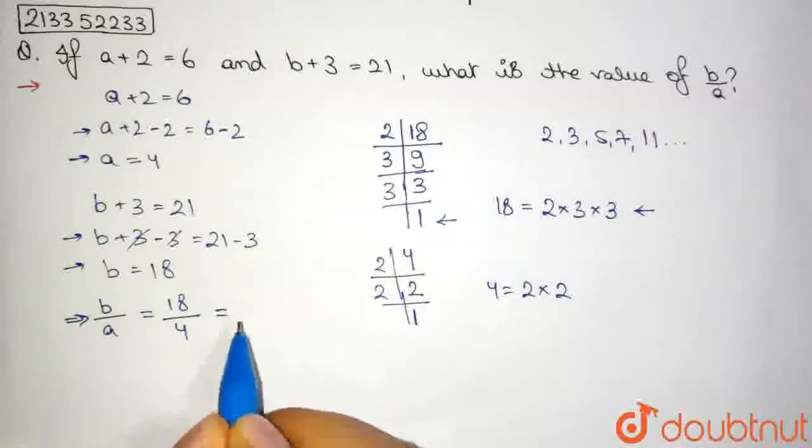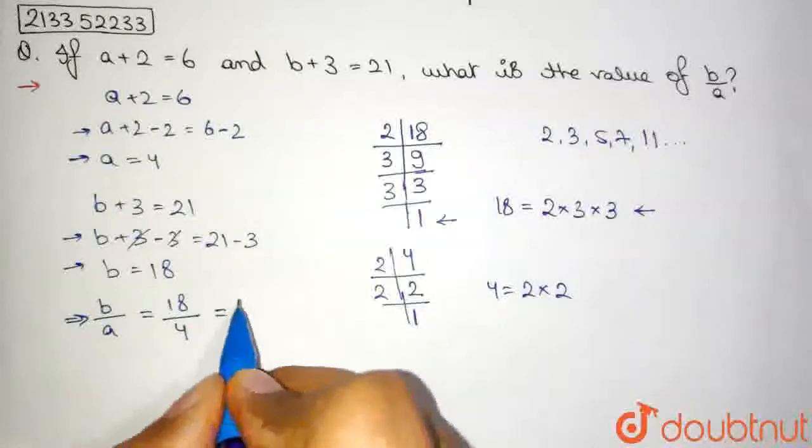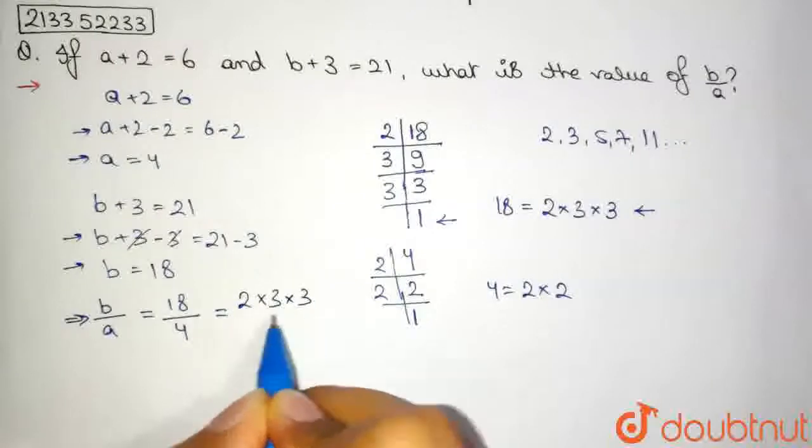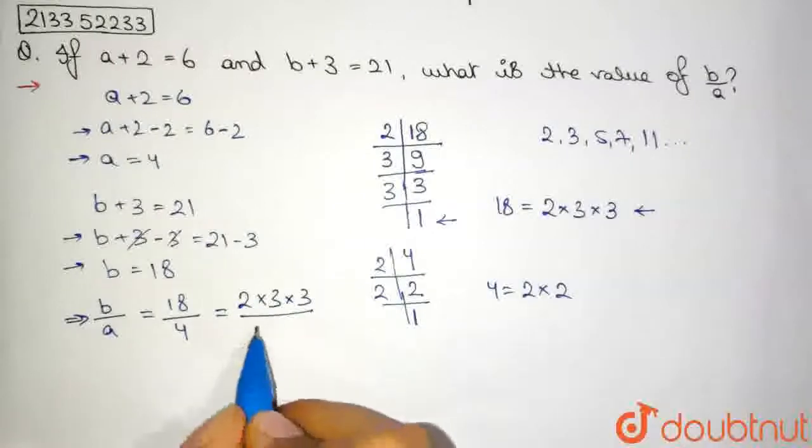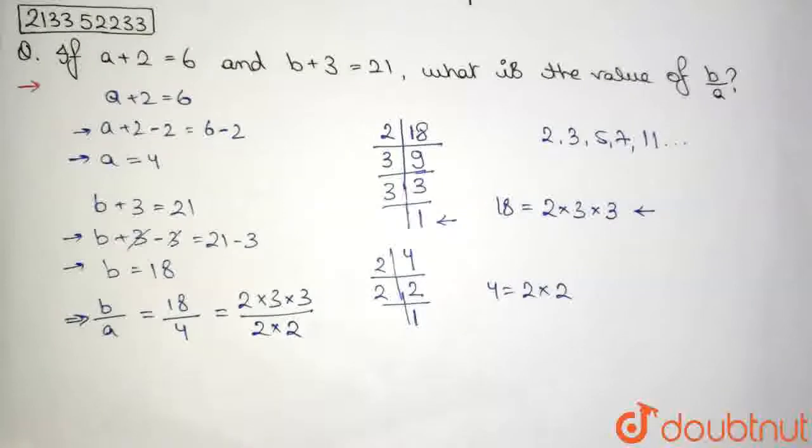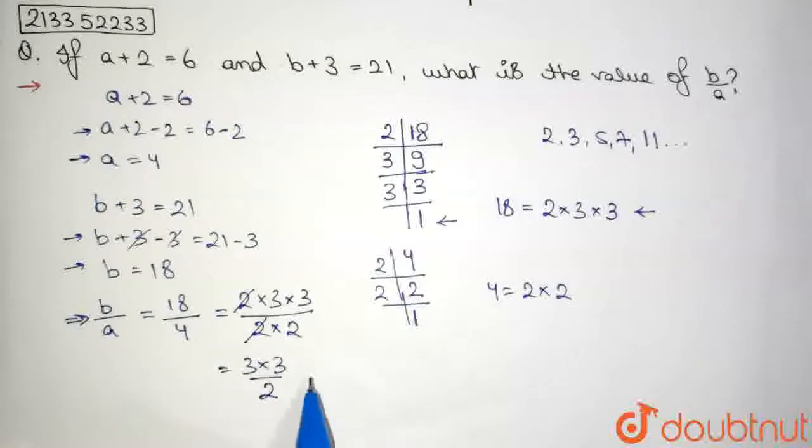So for 18 we have obtained 2 into 3 into 3, upon, for 4 we have obtained 2 into 2. Now we can see very easily that this 2 and this 2 cancel out, and what simply remains is 3 into 3 upon 2, which is equal to 9 by 2, and which is our answer for this question, right?